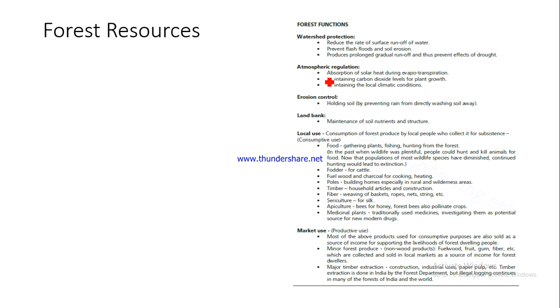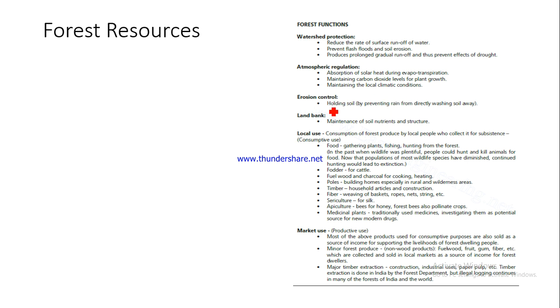Again, it acts as a carbon sink also. You know that the trees and the plants consume carbon dioxide and then produce oxygen and carbohydrates. So basically forests act as a carbon sink also. So they help maintain the carbon dioxide levels also. Again, through this particular function of theirs, they are also able to maintain the local climatic conditions.